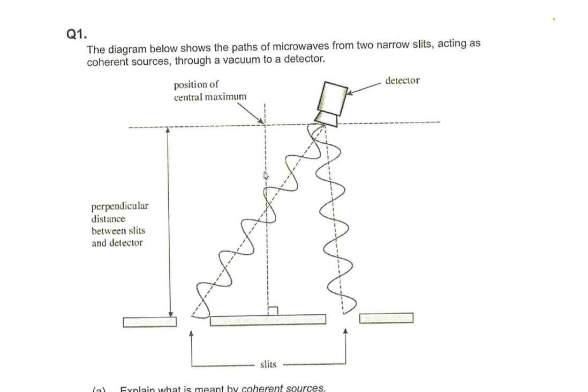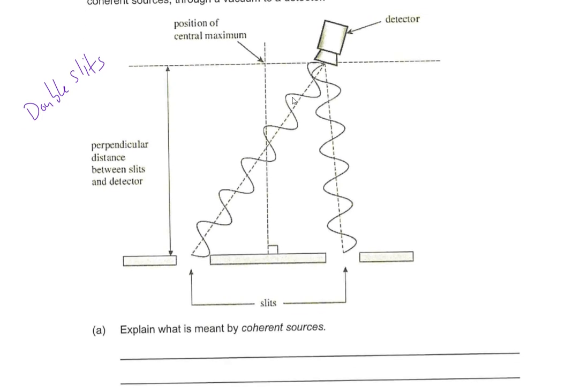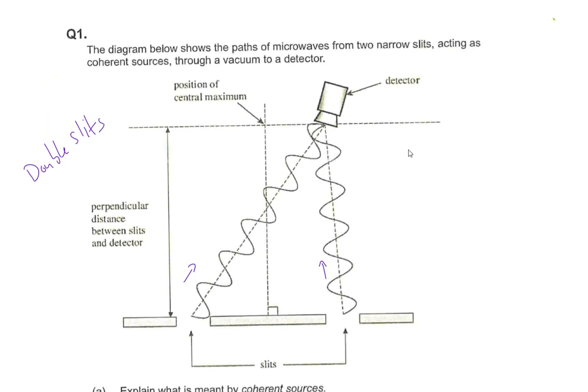Now what we have here is two slits. So this is a double slit experiment, and the waves are going through the slits. You can see the waves coming through the slits, one here and another one here, and then they meet up at this point at the detector, and the detector is detecting something. The position of the central maximum is here. So this is the center one. This is the first bright spot, or the first constructive interference, and so on and so forth.